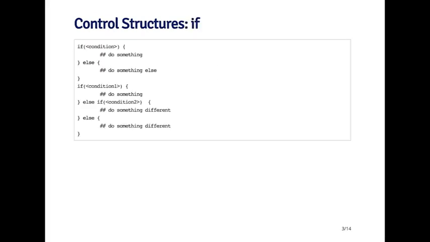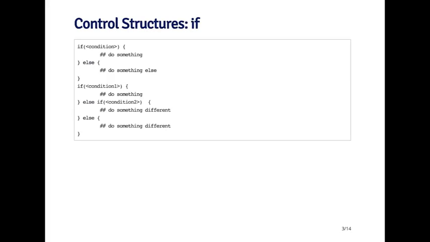So the first structure is if. The if combined with else allows you to test logical conditions and to let the R program do something, depending on whether or not that condition is true or false. So if the condition is true, then you do something, else you do something else. That's a typical kind of construct. The else part is optional, so you could just have an if statement to do something if something is true, but you can have the else part if you want to do something alternatively.